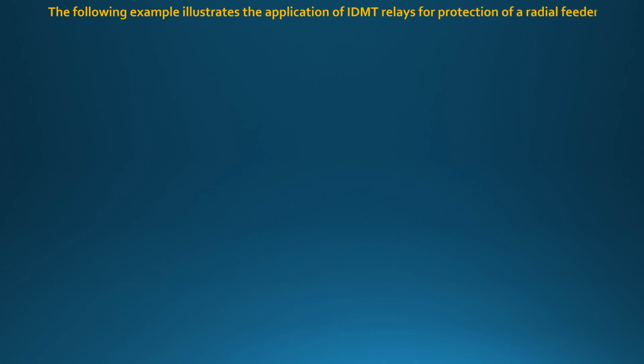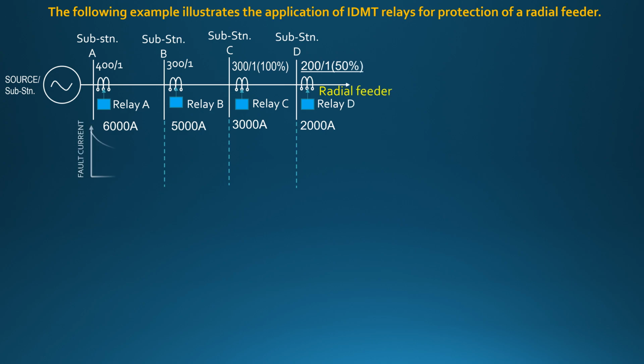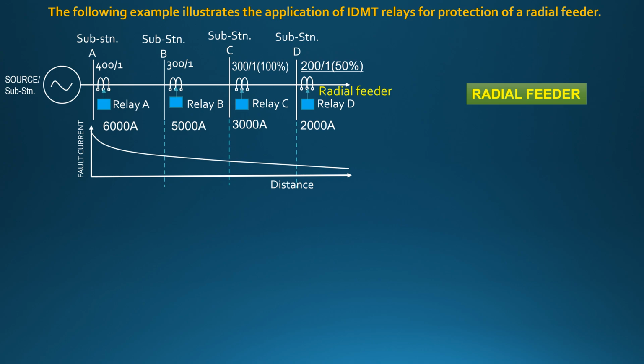The following example illustrates the application of IDMT relays for protection of a radial feeder. Consider the radial feeder as shown in the figure. What is a radial feeder? When a number of substations are fed by a single feeder, then the feeder is called a radial feeder.